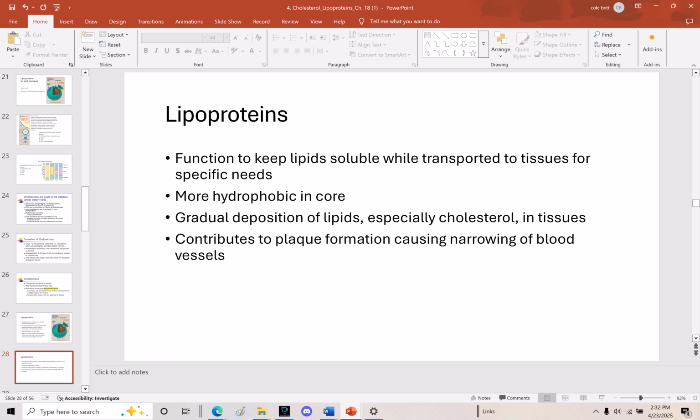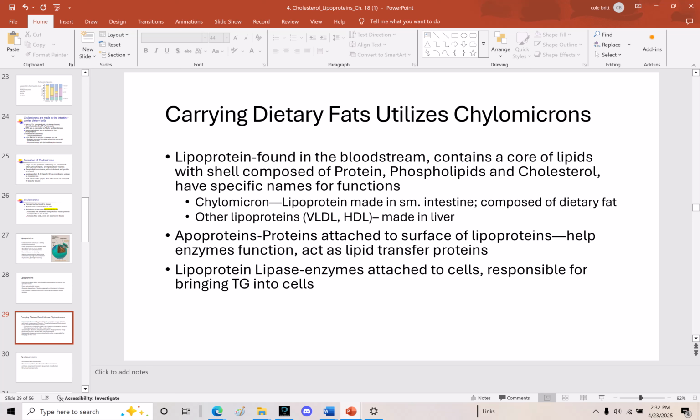So there's three things. The lipoprotein, that's the main component. It has the shell that's got protein, it's got phospholipids, it's got cholesterol in it. Apoproteins are those proteins. So when they are associated with lipoproteins, proteins are called apoproteins. So apoproteins are just proteins attached to the surface of lipoproteins. And they have a variety of functions, so we're just going to talk about the apoproteins individually, because there's a few different types of apoproteins.